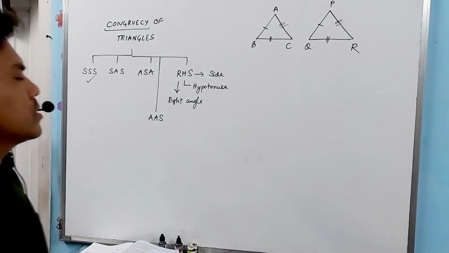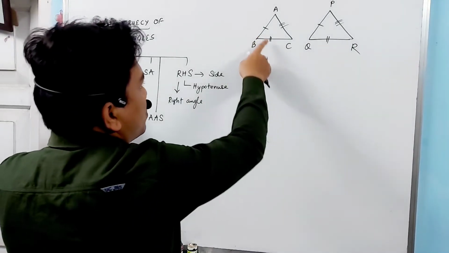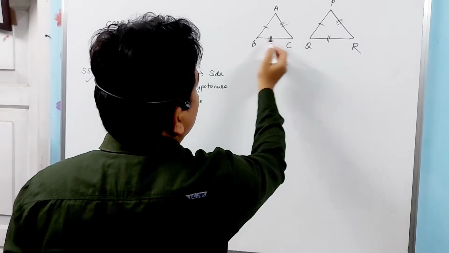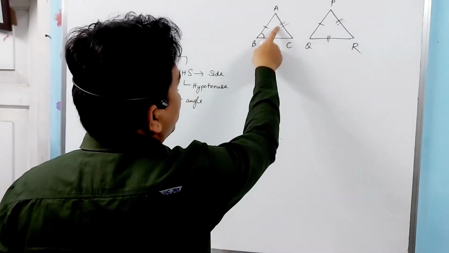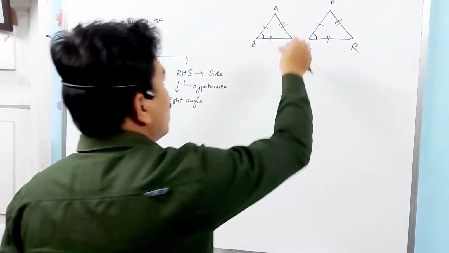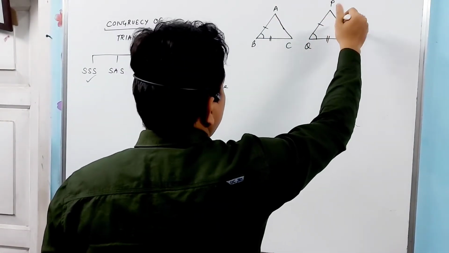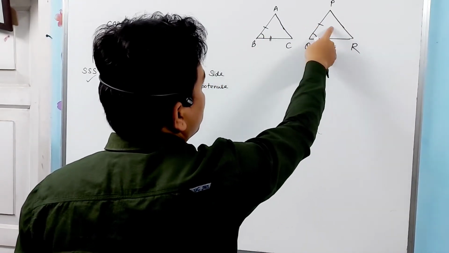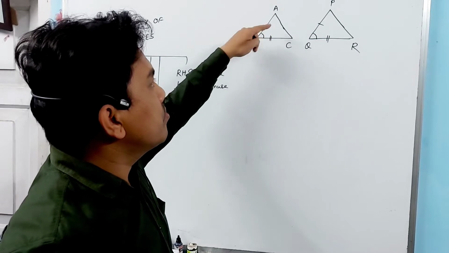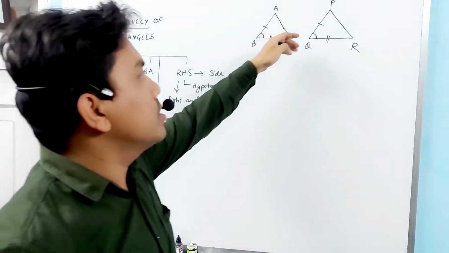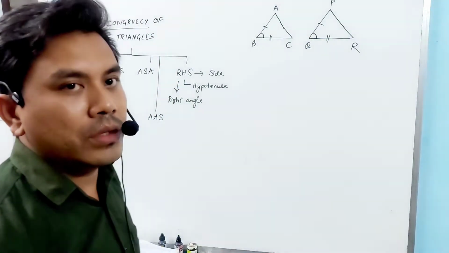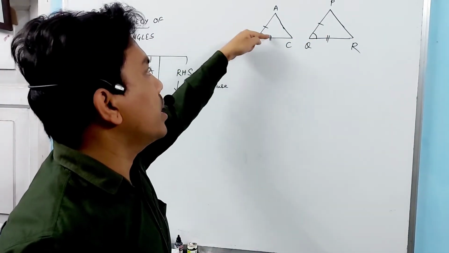Now, in case of SAS, two sides of this triangle should be equal to any two sides of the other triangle, but the angle contained between the two sides of this triangle and the angle contained between the two sides of the other triangle must be equal. Last year we got this, so I hope you all remember. Let us suppose this side of this triangle is equal to this side of the other triangle, and again this side is equal to this side. And the angle contained between AB and BC of this triangle is angle B. Similarly, the angle contained between PQ and QR of triangle PQR is angle Q. So if B and Q are equal, then we will say that both the triangles are congruent according to SAS. Is it clear?